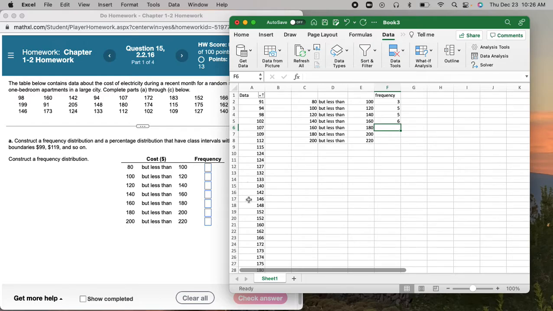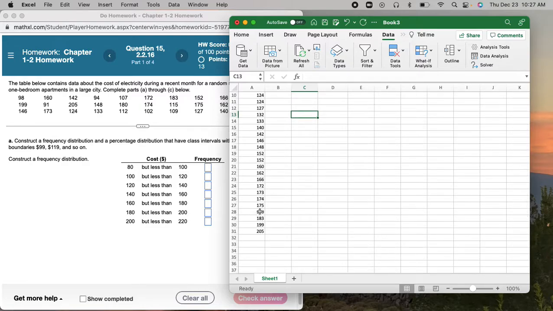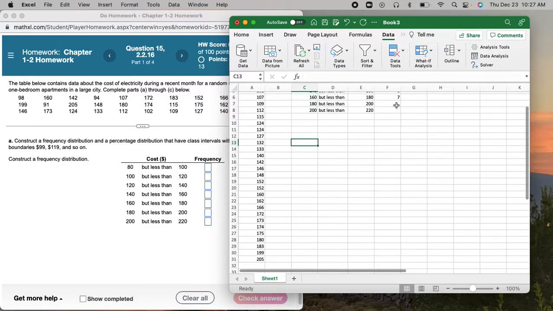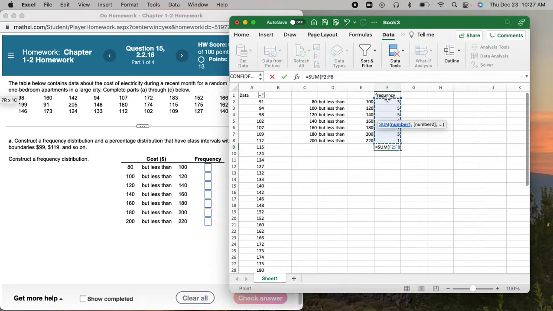And 160 but less than 180, we have 7 observations, so we type 7. Okay, and then 180 but less than 200, so we have 3. And finally we have 200 but less than 220. We only have 1 observation. And to make sure I didn't make any mistake, I'm gonna type equals, and I'm gonna sum up all my observations, and I should have 30, and 30 I do have.